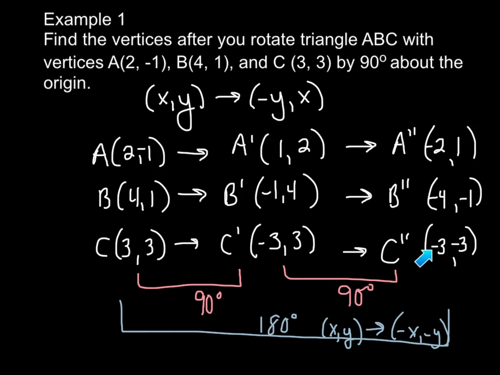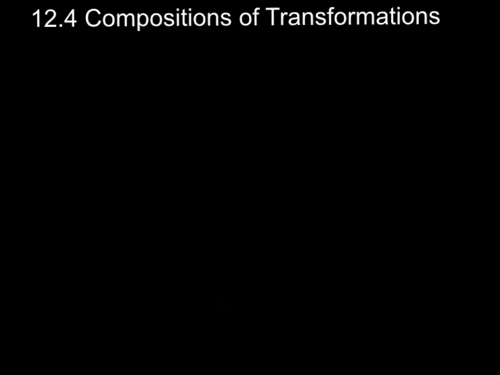3, 3 becomes negative 3, negative 3. That right there is how you do the opposite. That would be a 180-degree rotation. The next section we're going to talk about is the composition of transformations.